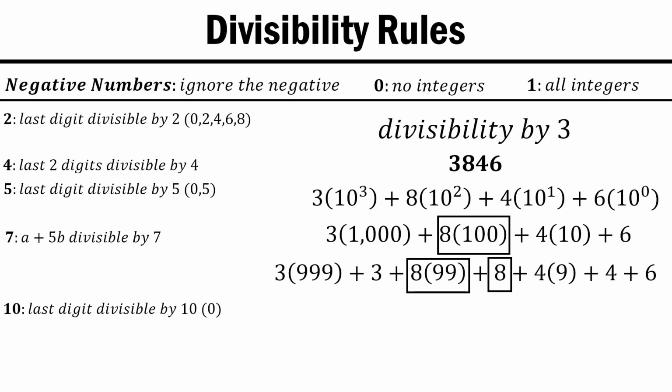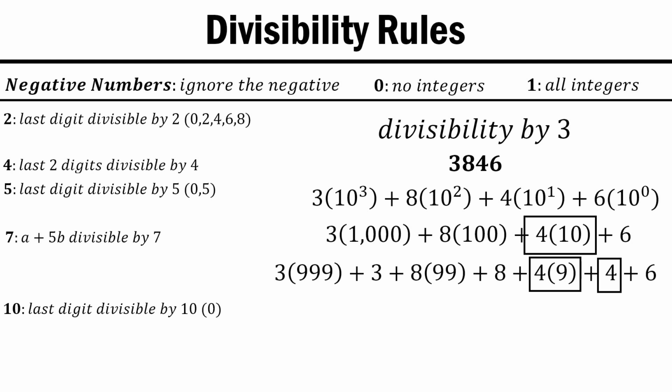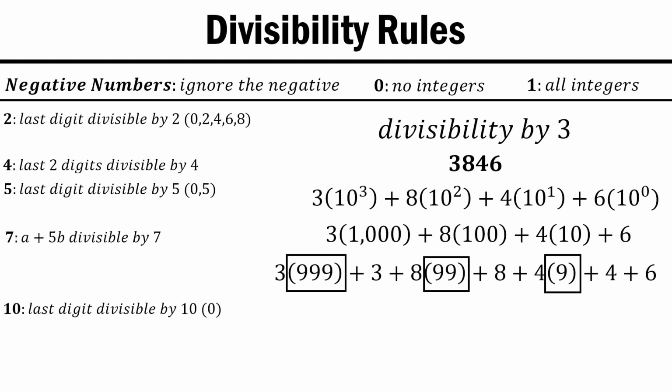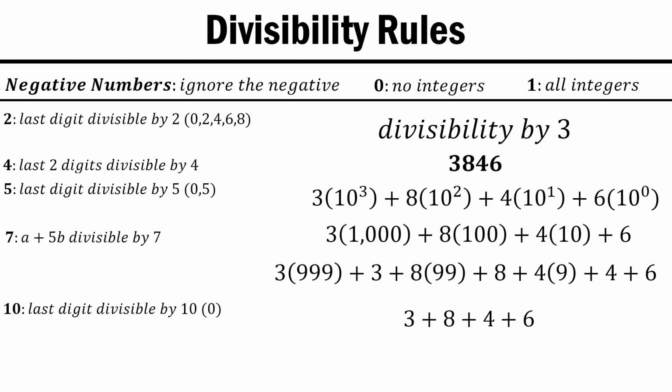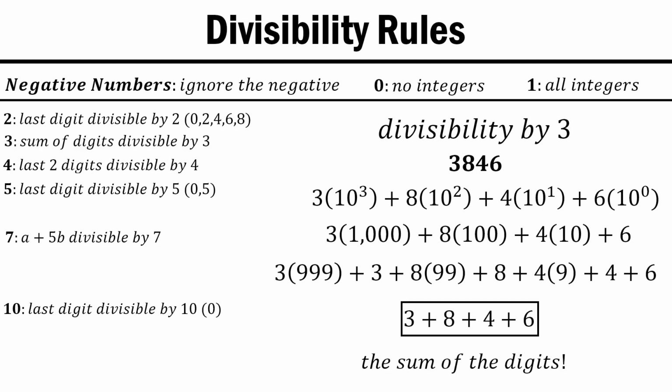We do the same for the other multiples of 10. 8 times 100 becomes 8 times 99 plus 8 times 1. And 4 times 10 becomes 4 times 9 plus 4 times 1. And since 3 divides 999, 99, and 9, we can ignore those terms, and we only have to check 3 plus 8 plus 4 plus 6. This, you might recognize, is just the sum of the digits. This rule also works for 9, since it also divides 9, 99, 999, and so on. The sum of the digits in that case has to be divisible by 9 instead of 3.